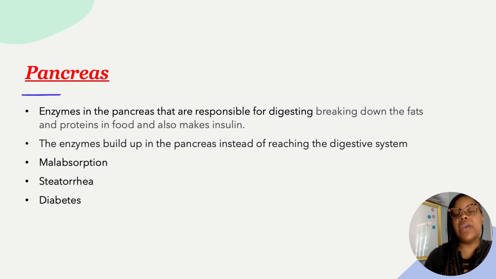So in the pancreas, we have pancreatic enzymes, and these enzymes are responsible for digesting and breaking down the fats and proteins in food. All right, so in the pancreas, there then becomes a blockage, right? And with that, the pancreas isn't able to break down these fats and proteins that it needs to, which leads to those enzymes building up in the pancreas instead of reaching the digestive system, which is where they were supposed to go. So this patient can start to see fibrosis in their pancreas, which is scarring and hardening due to the buildup of enzymes in the pancreas.